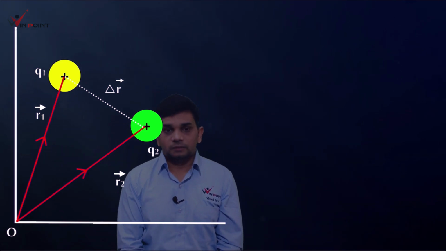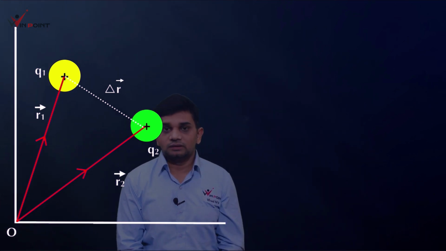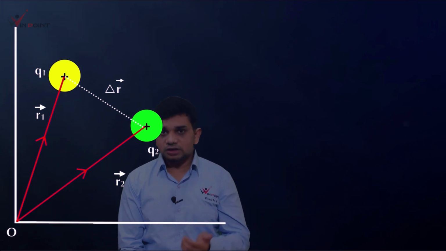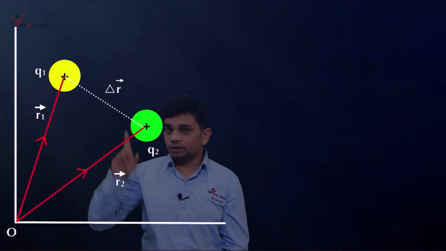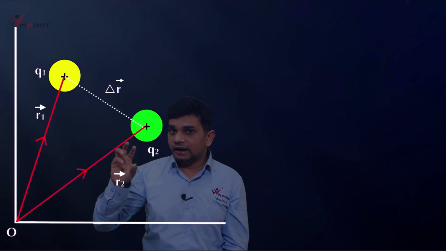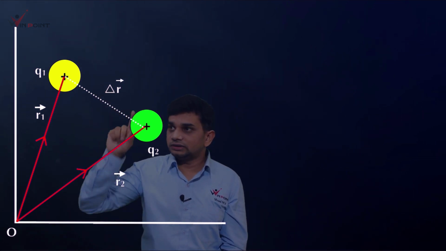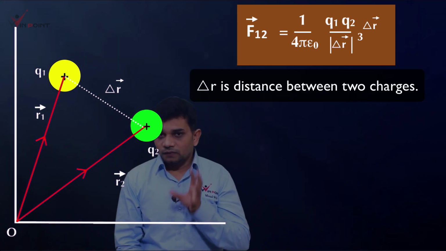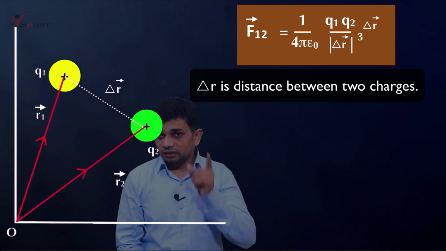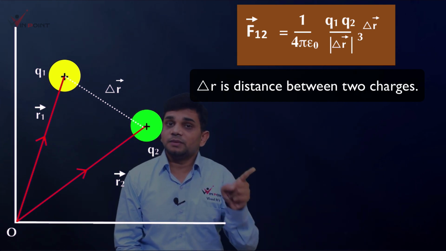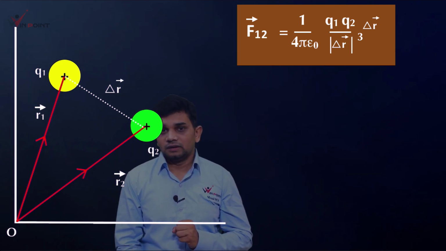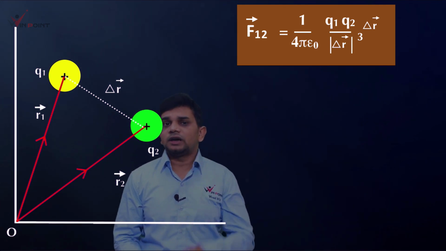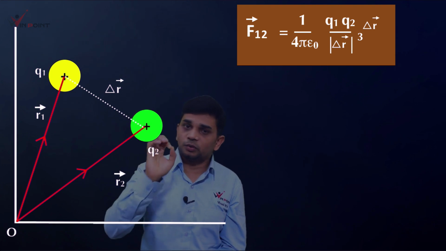Now, we are going to write the equation for force acting on Q1. Force is acting on Q1 because of Q2, so it will be F12. When we are considering force, the displacement also should be in the same direction of the force. So we are going to find the direction of force in this case. Both are positive charges.